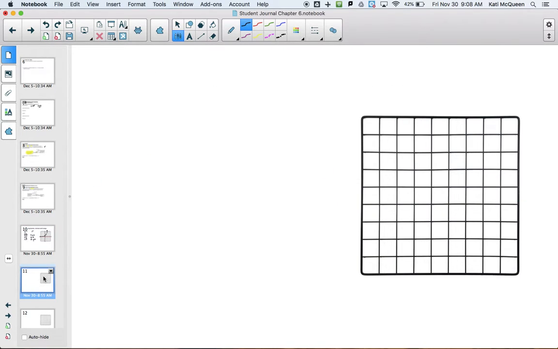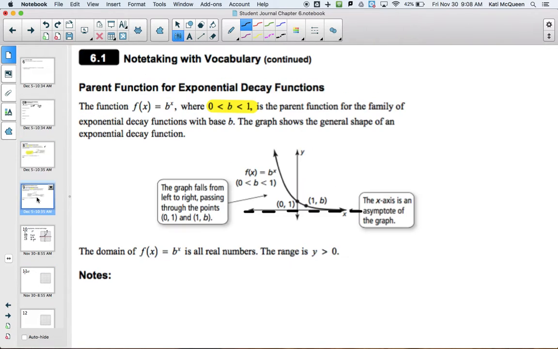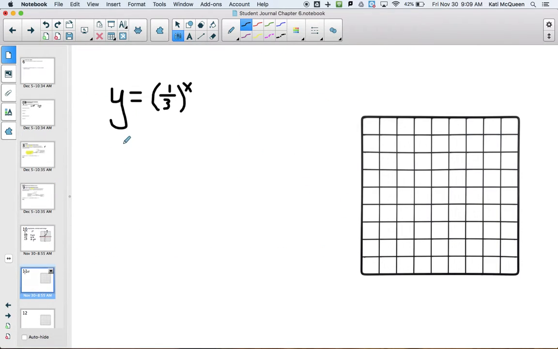Okay, let's look at another one. Same directions here. So we're going to graph, do the asymptote and domain and range. This time we have y equals 1/3 to the power of x. Okay, so this is one of these situations where my b value is between 0 and 1. So I know I should end up with some decay. So same idea, I want to start with my little xy table, and those x values of -2 to +2 are always going to work.